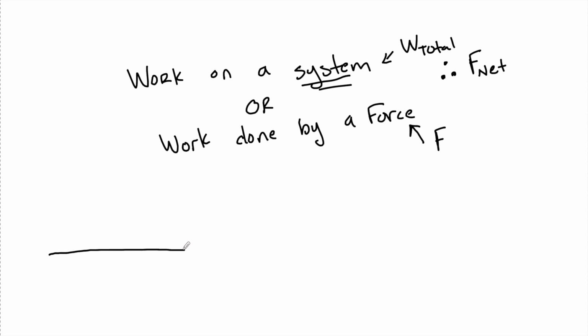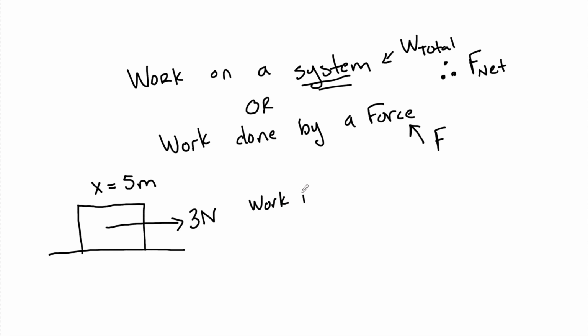If I had a box and that box was on a horizontal plane with no friction, I would look at that box and I would say it has 3 newtons and the box is going to move a displacement of 5 meters. So I have this applied force here and I'd say, what is the work done by the applied force? Well, this becomes very easy. We could say the work done is equal to F cosine theta x.